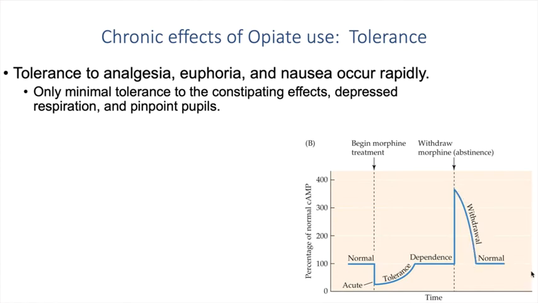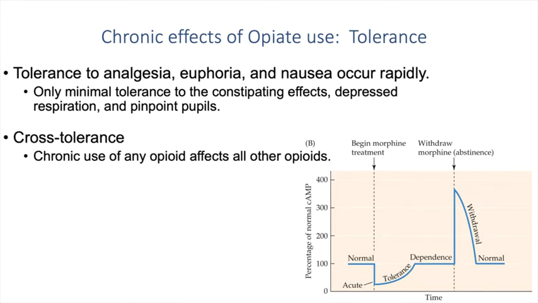Once you have stabilized back to your normal level of cyclic AMP, you should no longer be experiencing acute withdrawal symptoms. You may experience more long-term withdrawal symptoms such as depression, but the acute ones of sweating or pain should not be as intense. Okay?